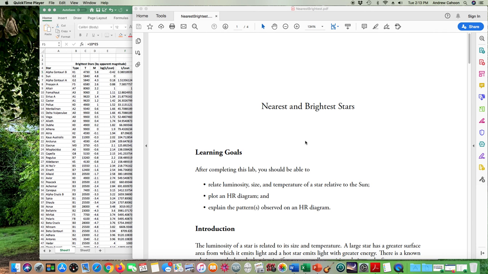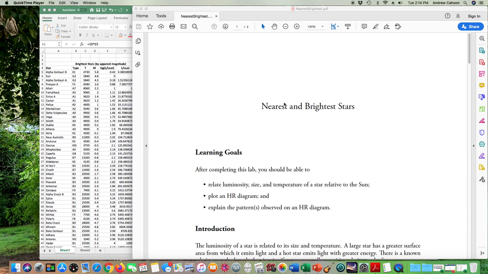Nearest and brightest stars lab, what we're doing is making an HR diagram. This is a very important tool for astronomers to categorize, organize where stars are in their life cycle. And so in this lab, we're comparing the stars that are the nearest to us and the stars that are the brightest in our sky, and trying to look to see if there are similarities and differences.